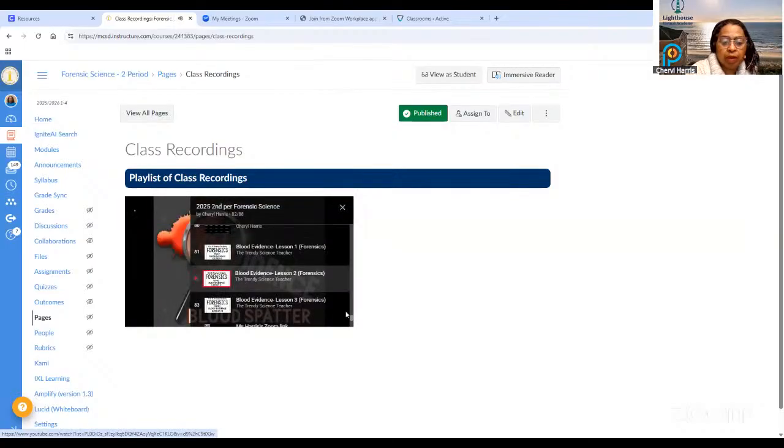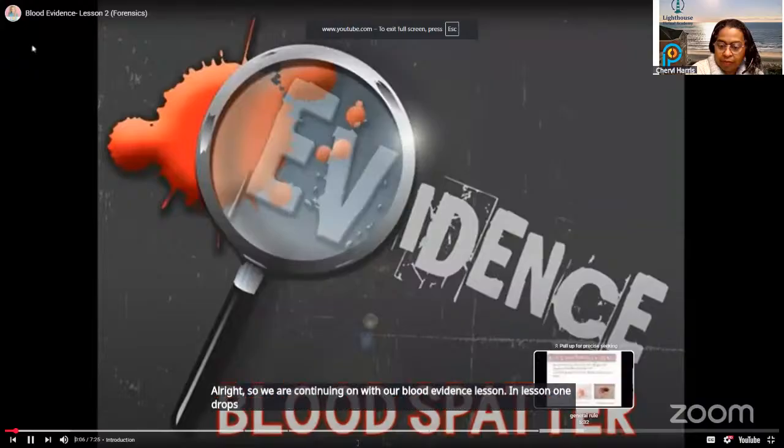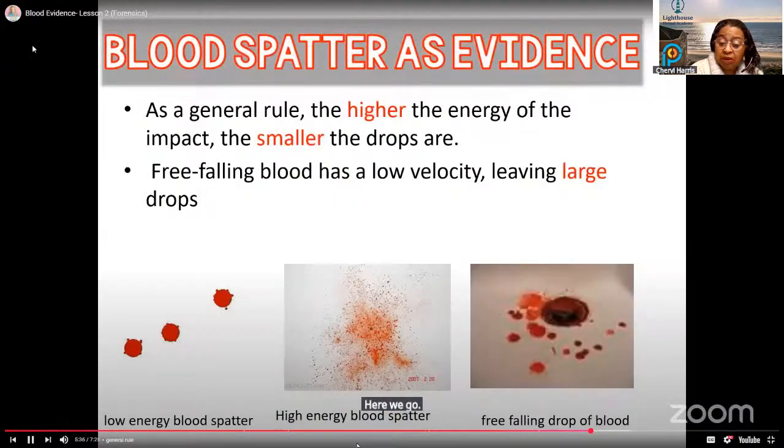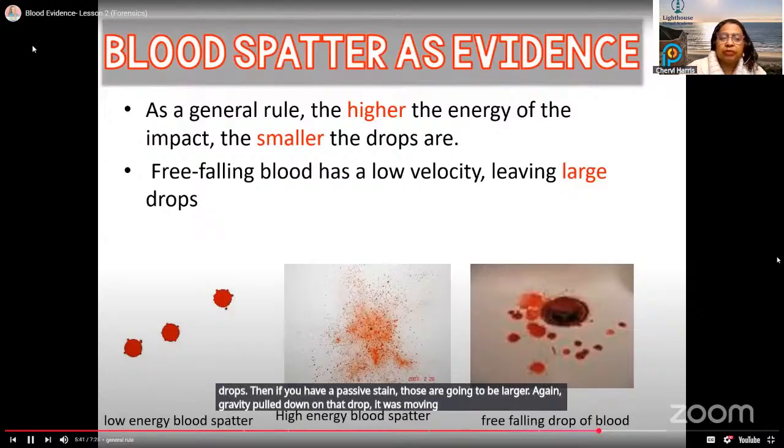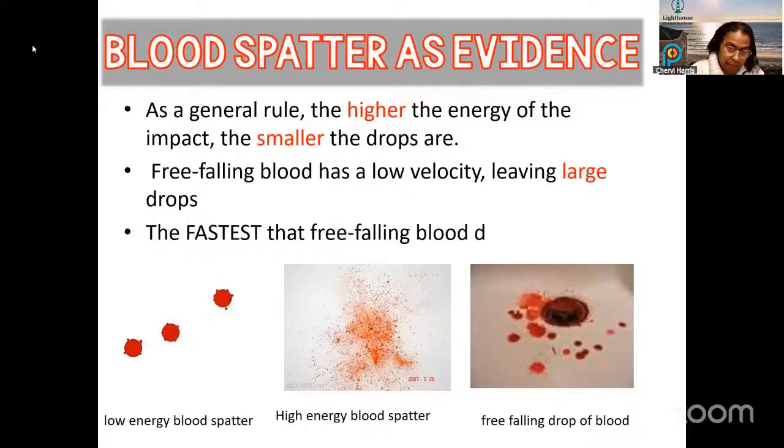All right, so we are continuing on with our blood evidence lesson. In lesson one, drops. Then if you have a passive stain, those are going to be starting larger. Again, gravity pulled down on that drop. It was moving very slowly, fell at a 90-degree angle, and it's going to create more of a circular pattern. And those are going to be a little bit larger.